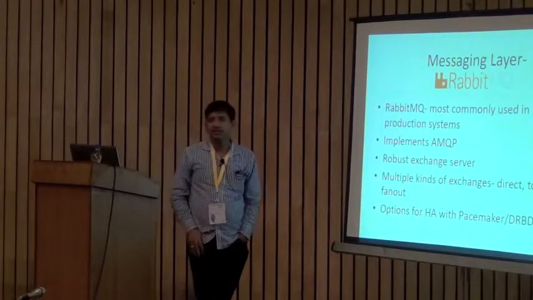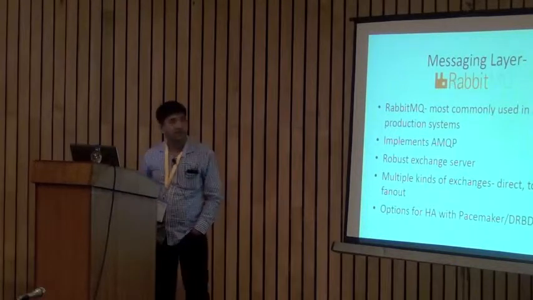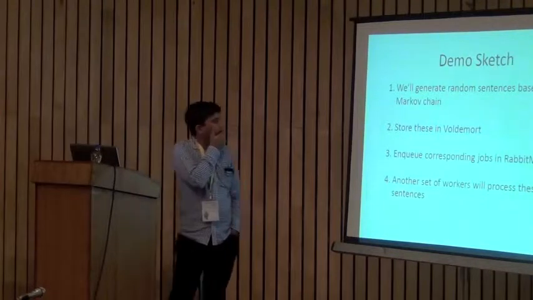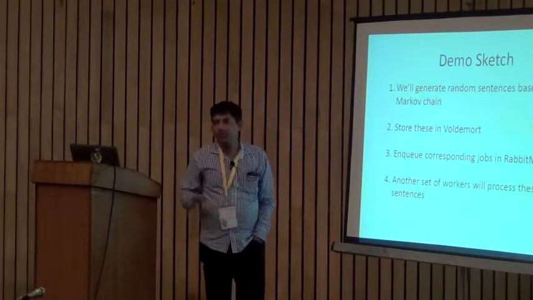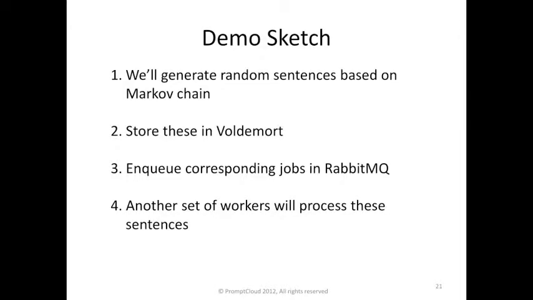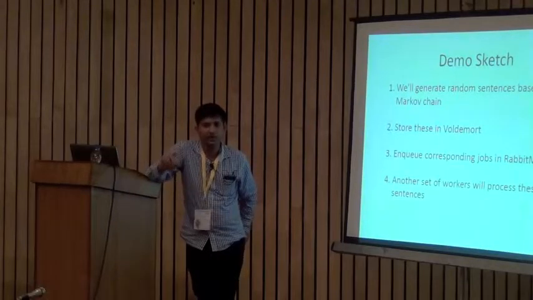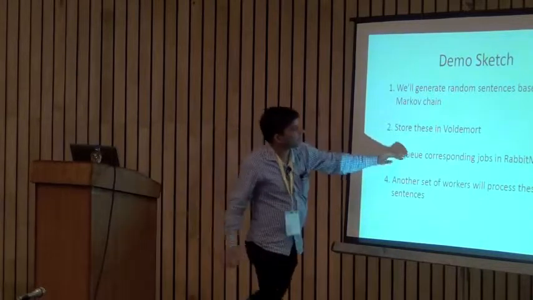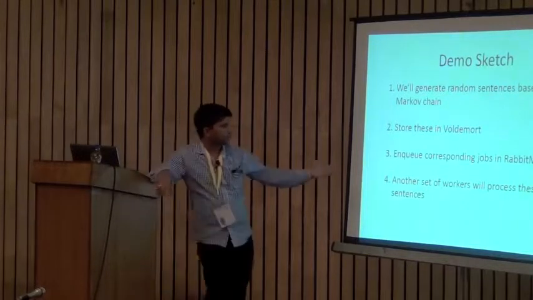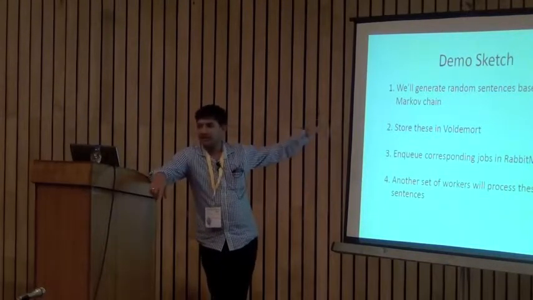So I guess these were the components I wanted to talk about, and I had a sketch for a demo which I can't do. A simple demo we could have done is that individual workers generate Markov sentences randomly and store them in a Voldemort store, which would be globally available. Another set of workers would be waiting for new jobs. After storing this, we could have included these in RabbitMQ or some other job scheduler, and another set of workers could have worked there. But this is kind of cheating.